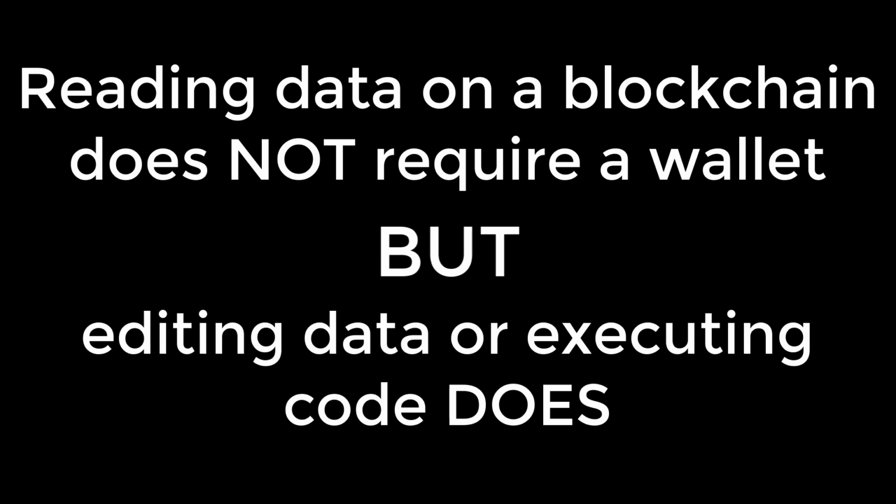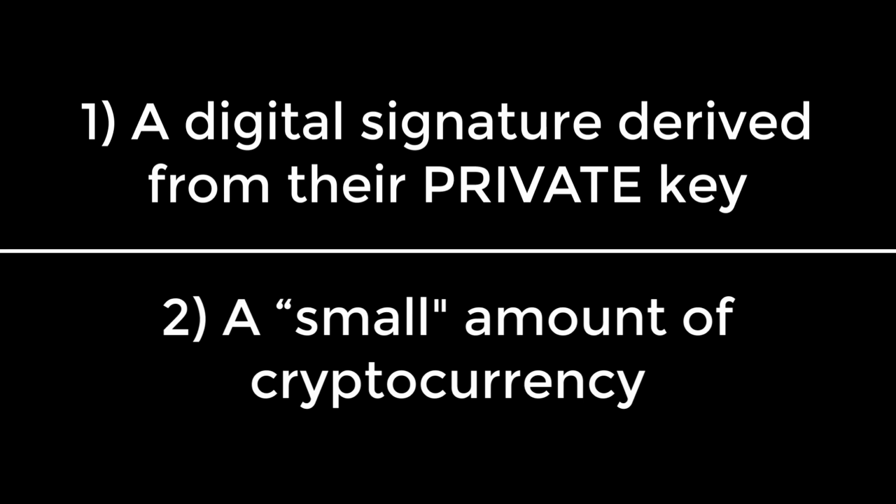So as we were saying, if someone wants to read the data on a blockchain, they do not need to be authenticated or have a wallet. But if they want to edit data on a blockchain or have a blockchain execute code on their behalf, they will need a wallet in order to supply two things. One, a digital signature derived from the private key of their wallet to prove to the system that an action that affects their account has been approved. And two, a small amount of cryptocurrency that depends on the blockchain being used.